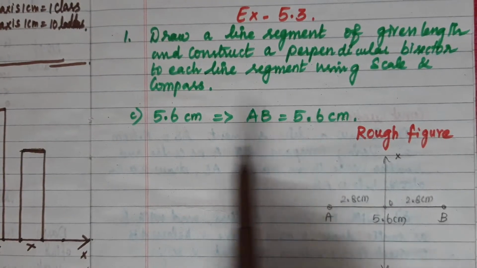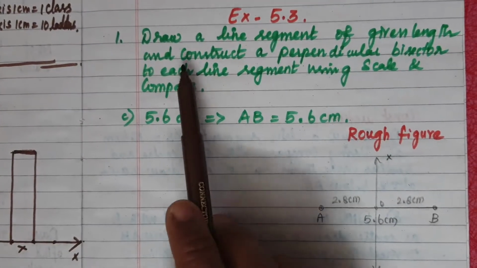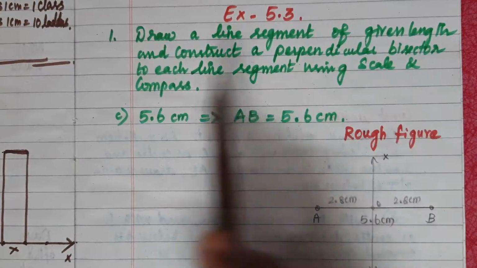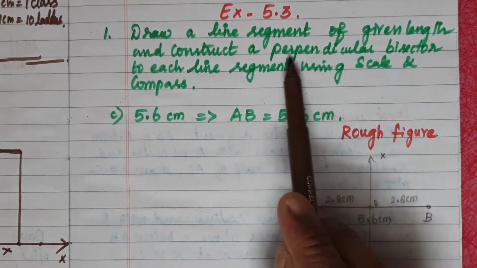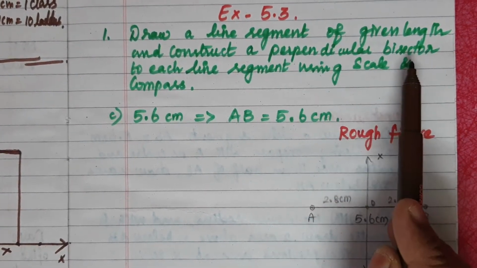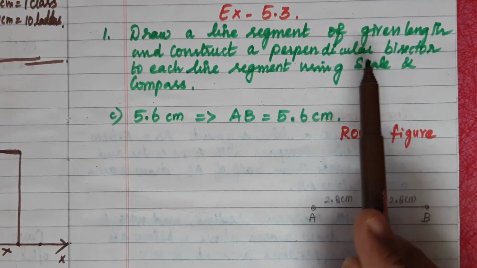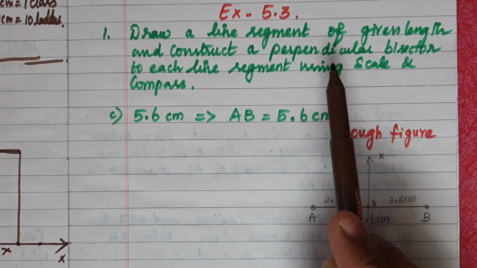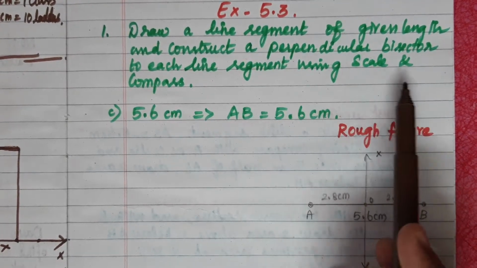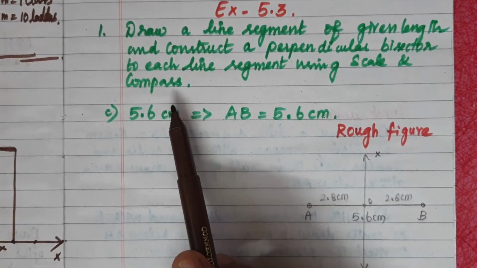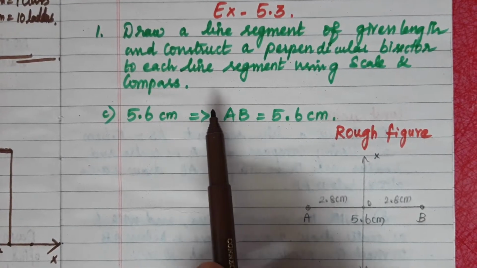See, I have written all the details here. They are asking you to draw the line segment of the given length and construct a perpendicular bisector. This is the word to find out what to do. So they are asking you to construct a perpendicular bisector to each line segment using scale and compass. We have to use only scale and compass to do this.